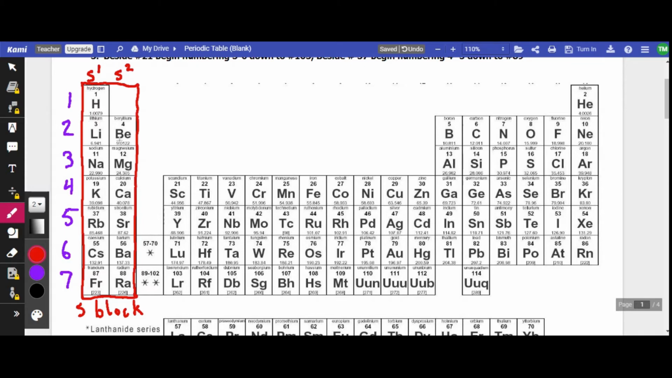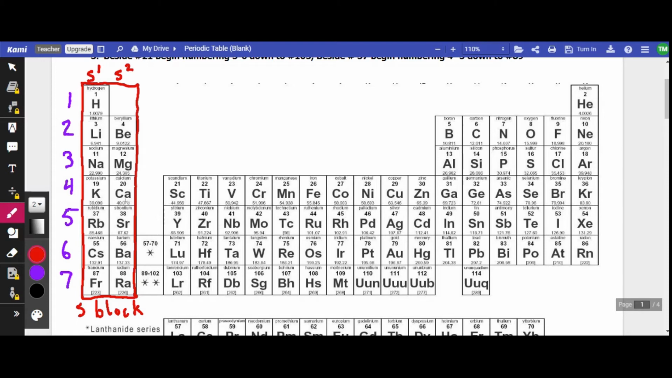Then we just kind of play battleship with this. We go across, we go up and down, and see what we land on for that element. So something like calcium would end in the fourth energy level. It's in the s block, so it's getting an s orbital, and specifically, it's landing in the second column of the s block, so it's going to end in an s2. So calcium is going to end in 4s2.